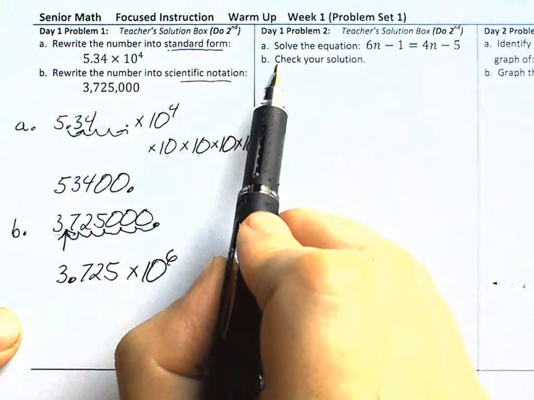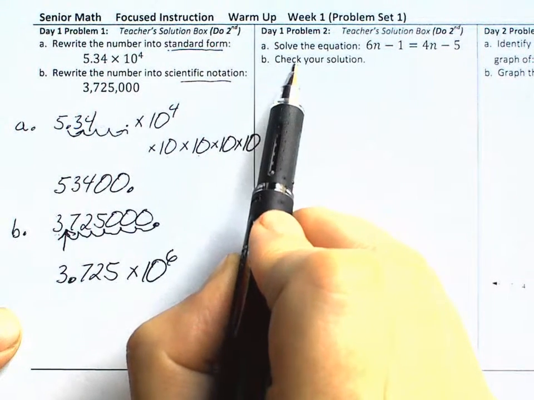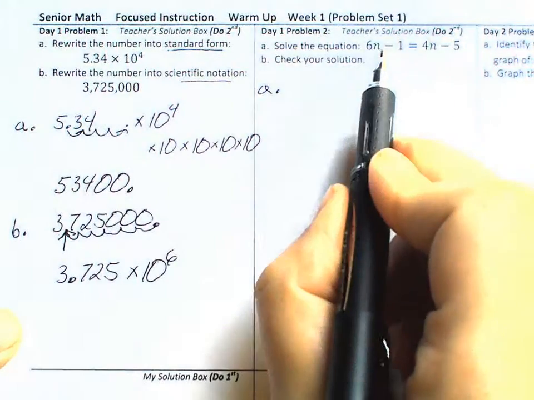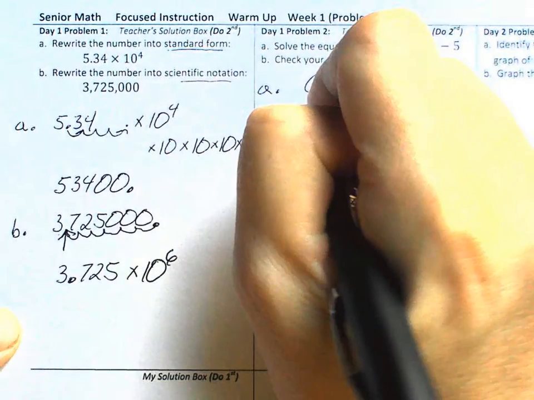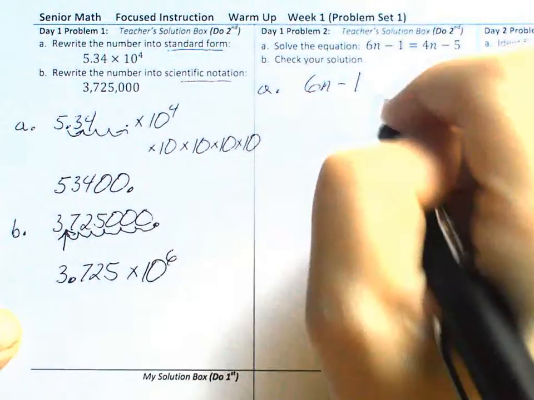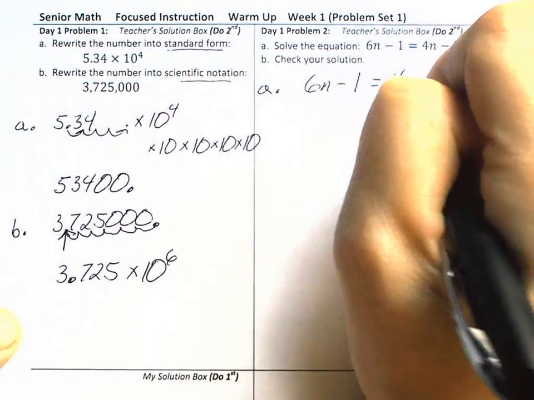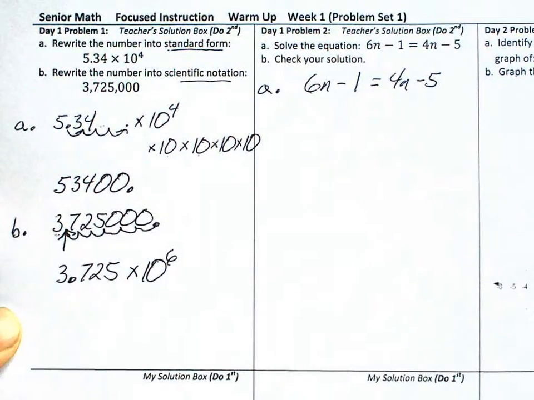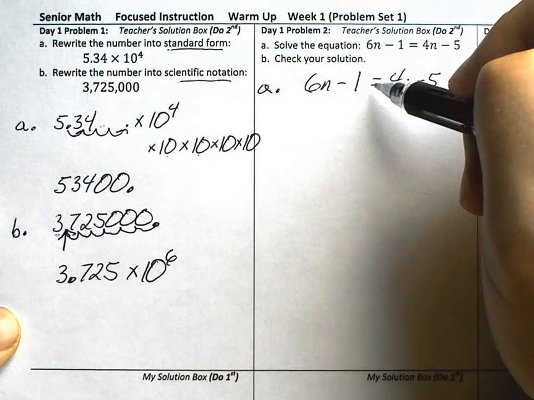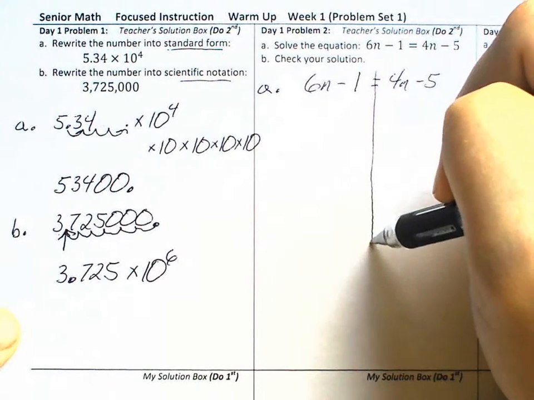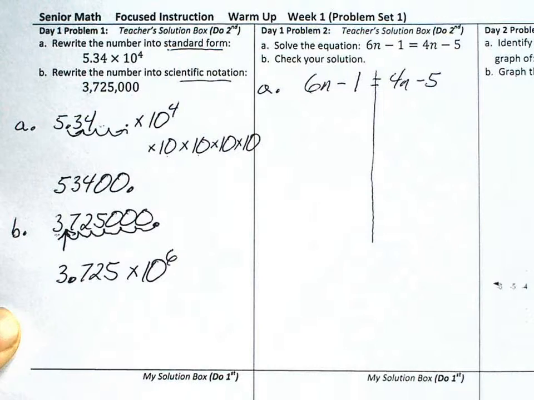And then in part B, once we think we know that answer, we're asked to check our solution. So let's start with part A by copying down this equation. So 6n subtract 1 is equal to 4n subtract 5. Now, to help keep the left side of the equation separated from the right side of the equation, I'm going to draw a vertical line downward from the equal symbol. This just helps keep things lined up and balanced.